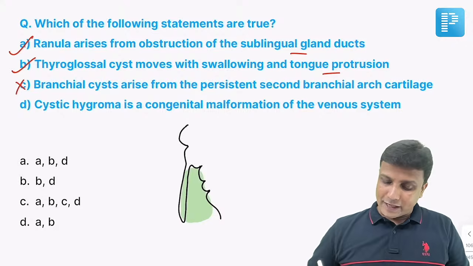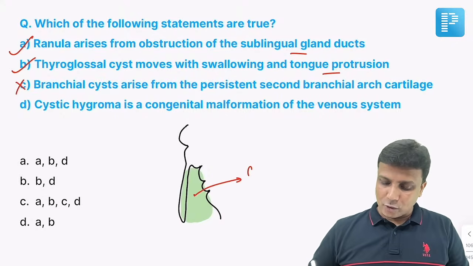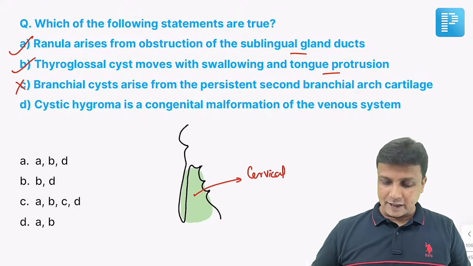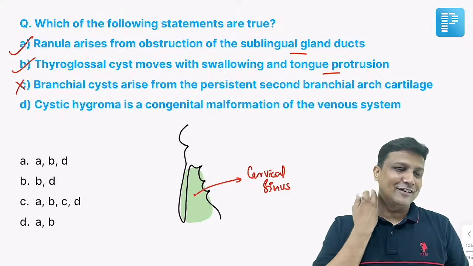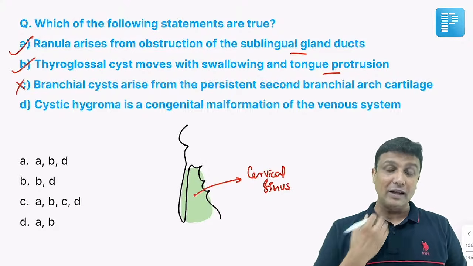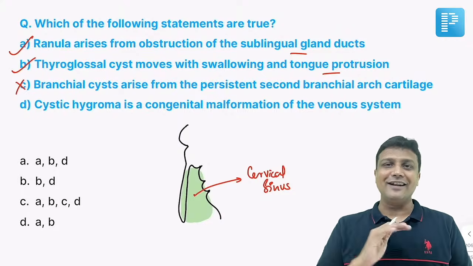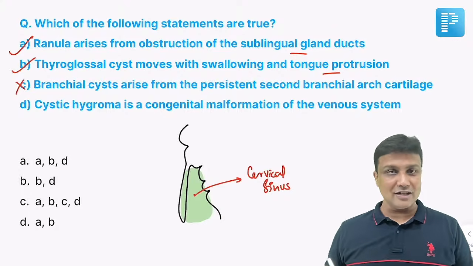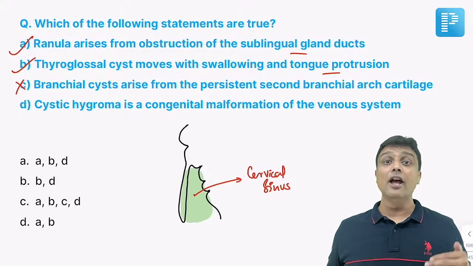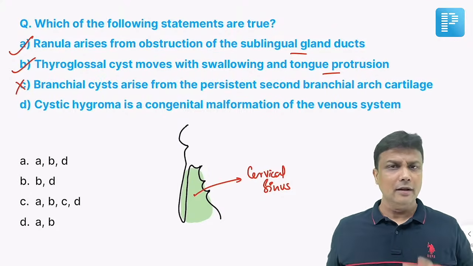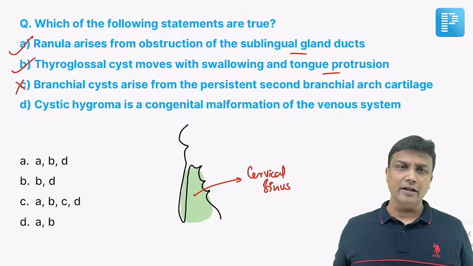And normally this cervical sinus should be closed. That is the reason why in your body and my body right now, since the cervical sinus is closed, this part is completely smooth. If it remains, if the cervical sinus persists, that condition is referred to as branchial cyst, or else it is also referred to as branchial fistula. So this is a wrong explanation given here, sir.